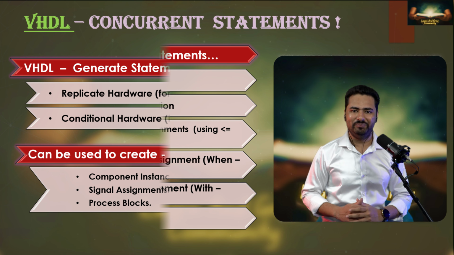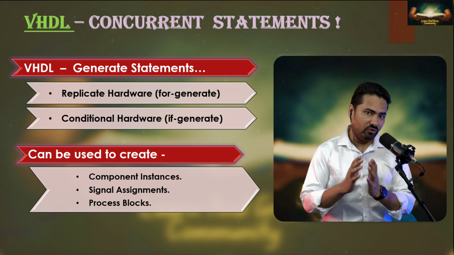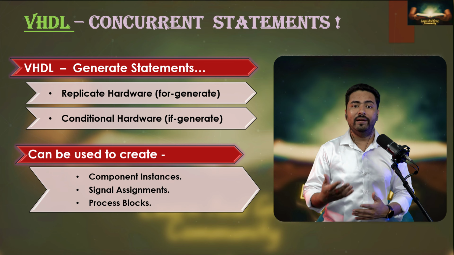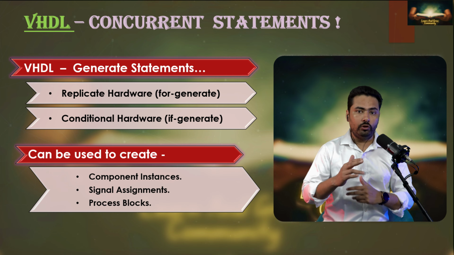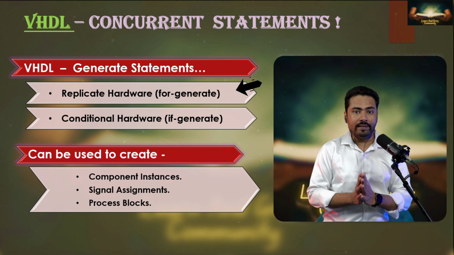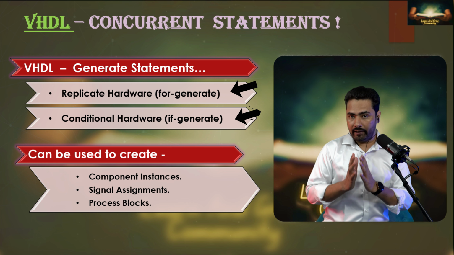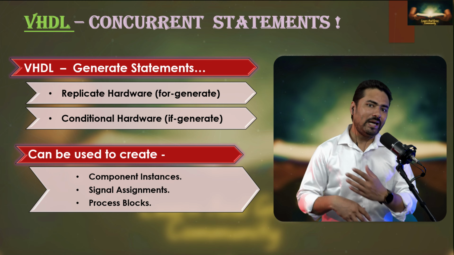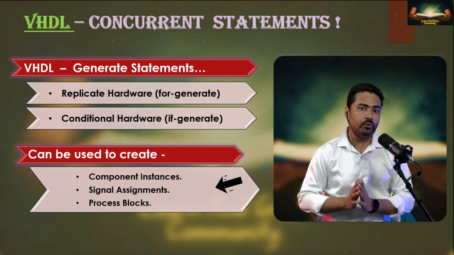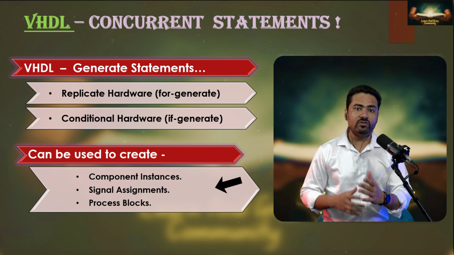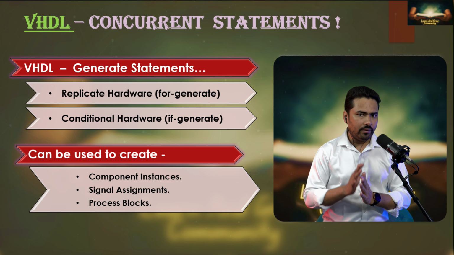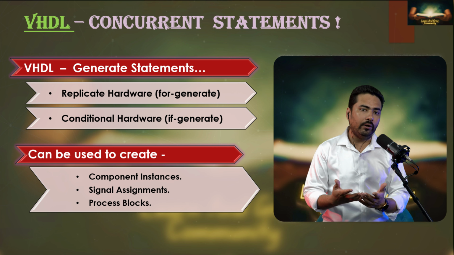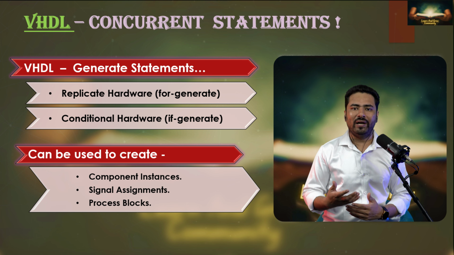So let's start. The generate statement in VHDL is one of the powerful tools which can be used for hardware instantiation. It comes with two main types. Number one is for generate statement and number two is if generate statement. Both these types of generate statements allow you to create multiple instances of hardware components, but they have different purposes and we use them in different scenarios. We will talk about this in some time.